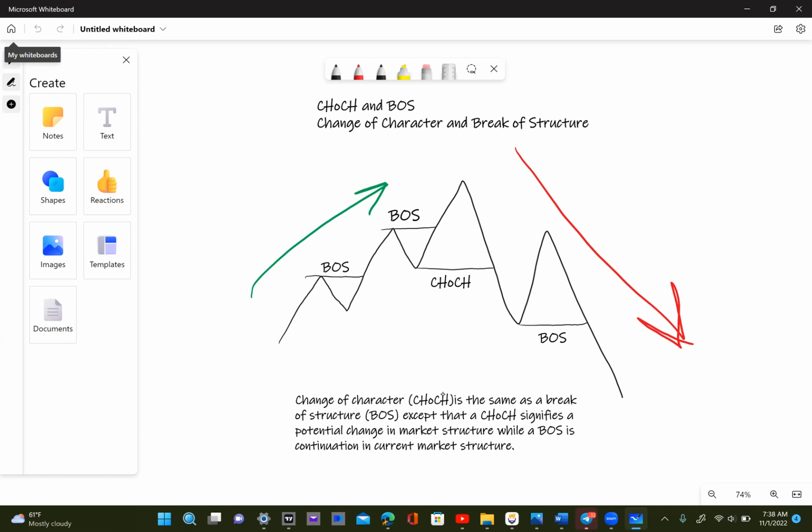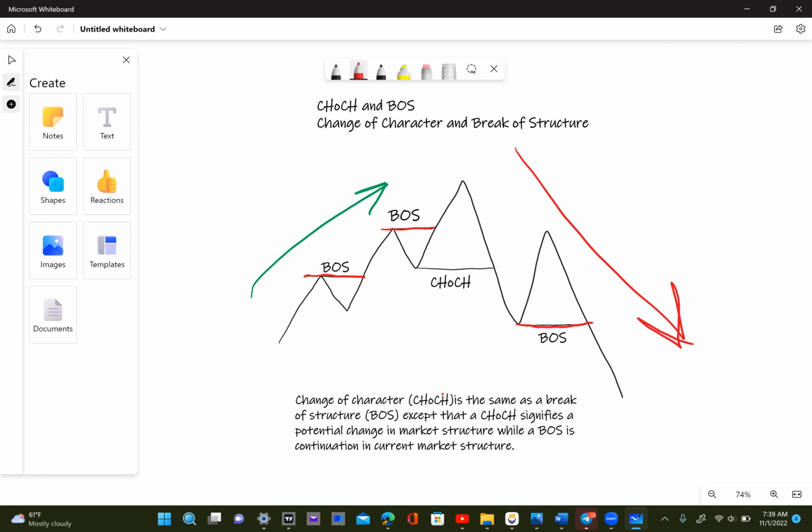All right. Change of character and break of structure. Just like we talked about, in an uptrend we have our break of structure at each high, and in a downtrend we have break of structure at the lows. Now, I want y'all to notice something. CHOCH means change of character, right? But change of character is also a break of structure.